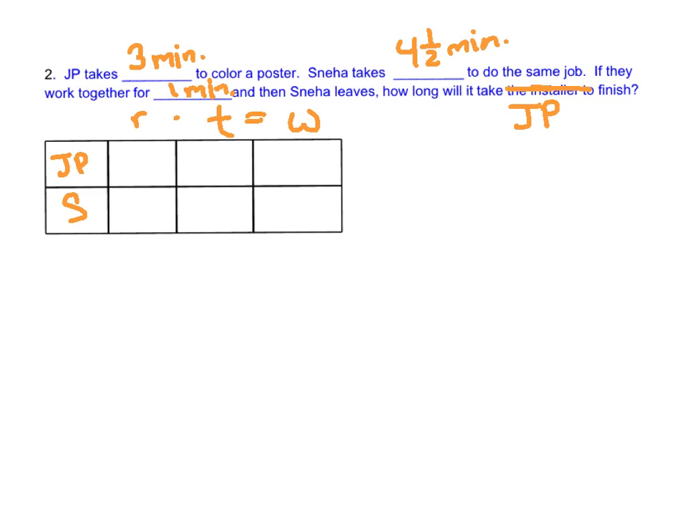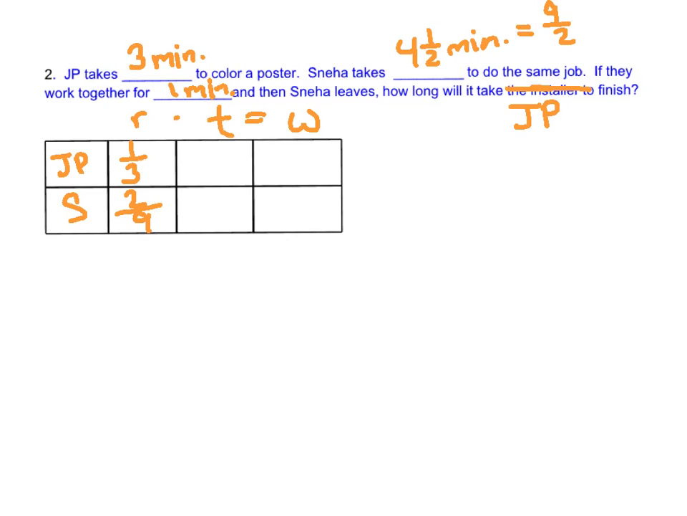Okay, so for our work rate, we have JP takes 3 minutes to color a poster. Therefore, for his work rate, he can complete 1/3 of the poster in 1 minute. Okay? And for Sneha, it takes 4.5 minutes to do the same job. So for her work rate, what I'm going to do is convert 4.5 minutes to an improper fraction. That'll be 9/2. And if I want to figure out her work rate, I just divide 1 by 9/2. And that's just the same as multiplying by the reciprocal, so that will just equal 2/9.